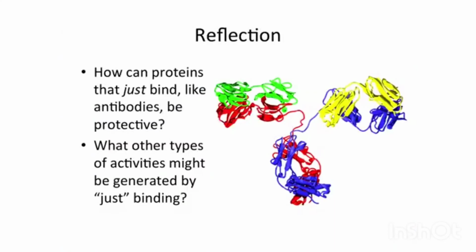So a couple of reflection questions. How can proteins whose only function is to bind be protective, like antibodies? And what other types of activities might be generated? What other functions could be generated by just binding, just recognition?